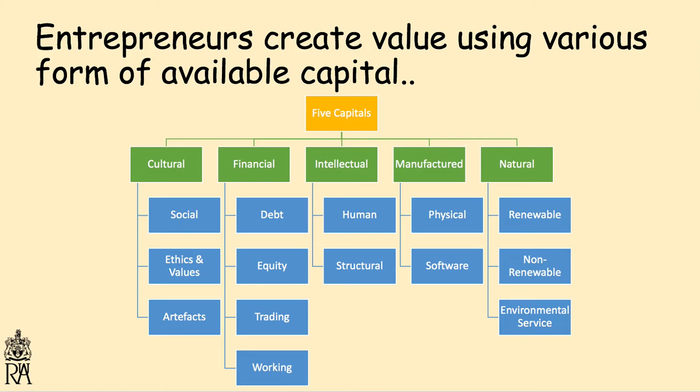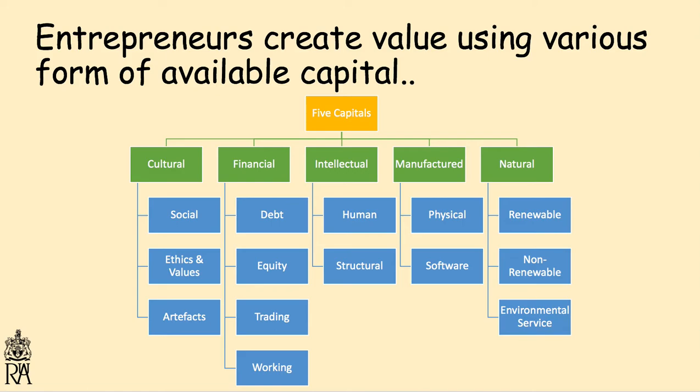The third form of capital is intellectual, and here we have human capital, and this is the knowledge, the education, the skills, the attitude and the experiences of the people that work in my business and around my business. Secondly, there we have structural. Structural capital is about the relationships that we have both within and outside the business, the processes that we have within our business, and also the innovation that we have, the intellectual property that we have inside our business.